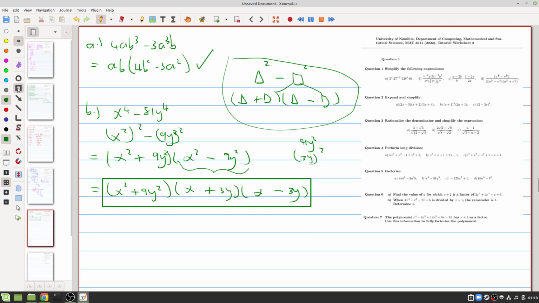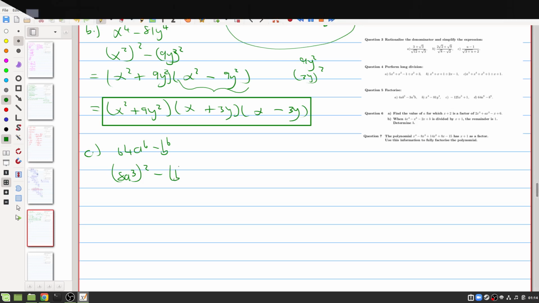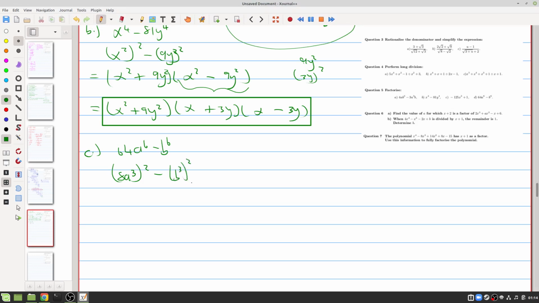All right. Question C. 64a to the power 6 minus b to the power 6. Oh, this is a bit more of a tricky one. Okay, so again, you can do this as a difference between two squares, because 64a to the power 6 is the same as 8a cubed squared minus b cubed squared.